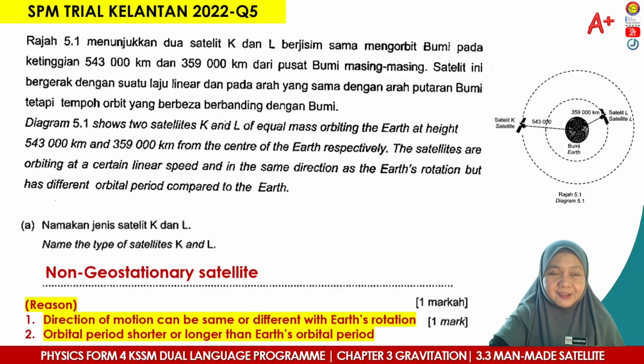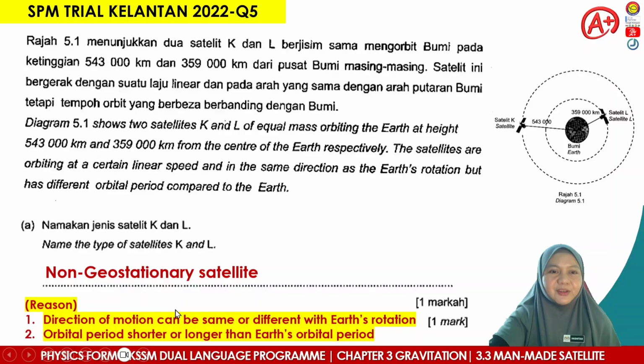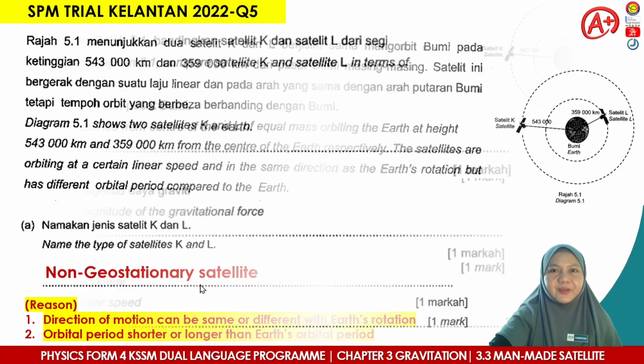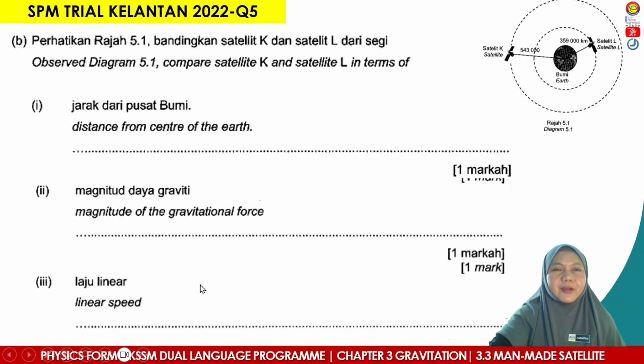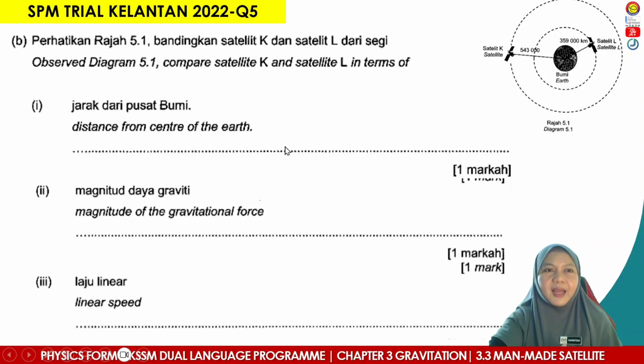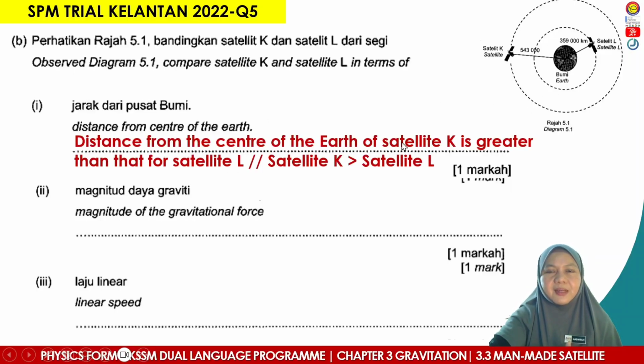Okay, this is the reason for you to take note. Alright, okay, second question, question B. Now we have to make a comparison. We observe satellite K and L, and you have to compare the distance from the center of the Earth. So you can compare which one. The distance from the center of the Earth of K is greater compared to L.